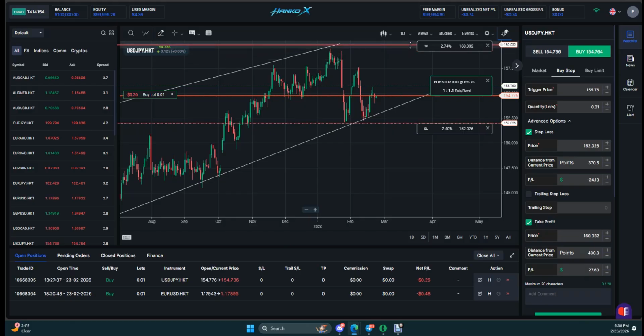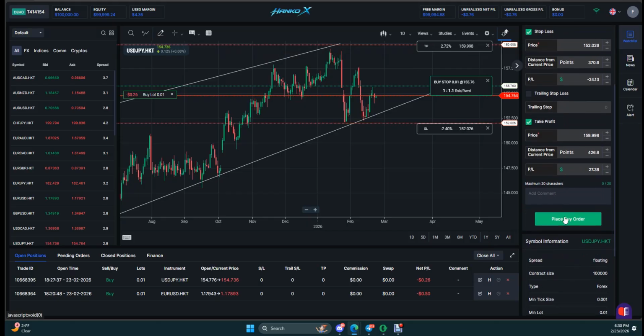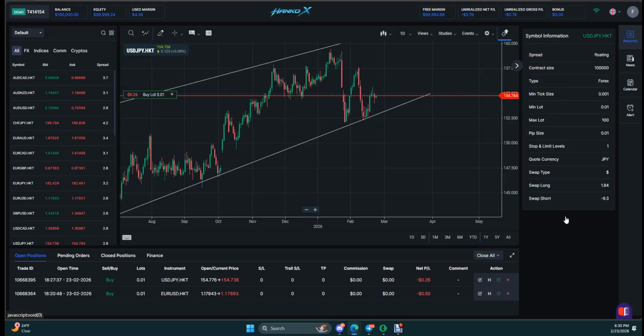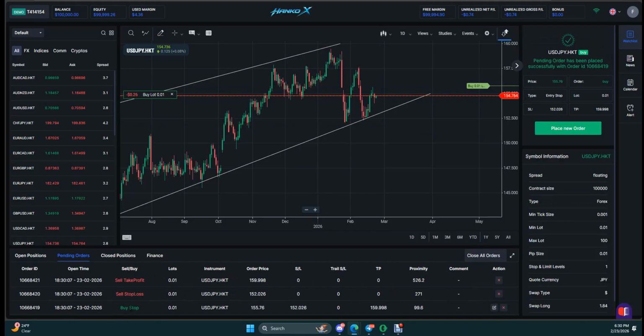Say you want your take profit to go up here, and then you press place order, right? All right, so you go to pending here, and you'll see it. You've got a buy stop right here. So if price gets above this high and continues going, you have a buy stop. You're in the trade, and your stop loss will be under this low here, right?